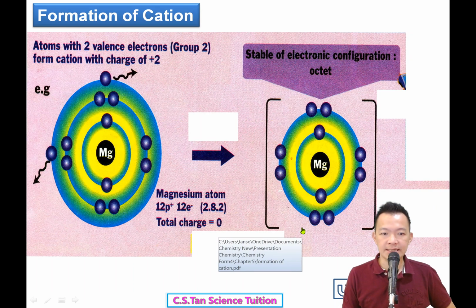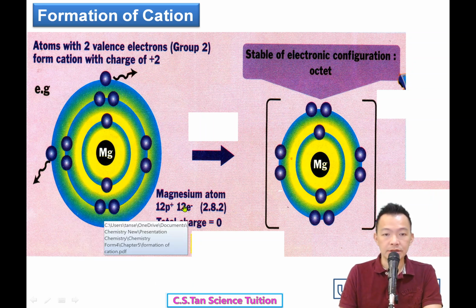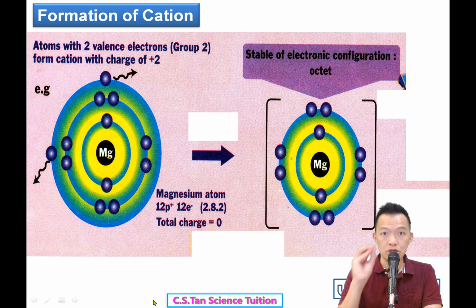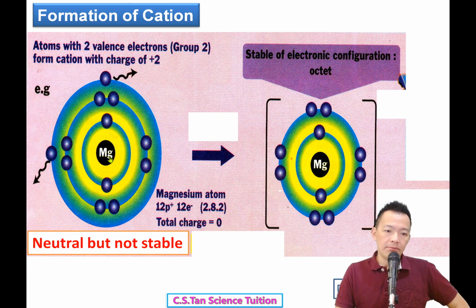Any example? Check your notes, page 2 or 3. Follow me. Magnesium atom has 12 protons and 12 electrons. So the magnesium atom is actually neutral, not charged. But it is not stable. Why not stable? Because of the 2 valence electrons on the outermost occupied shell. Right here, the magnesium atom is neutral but not stable.